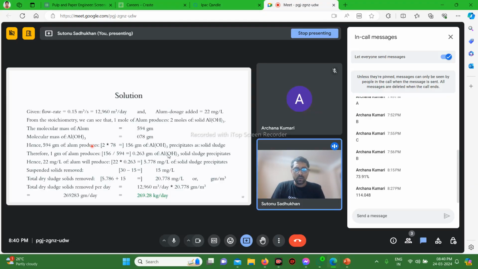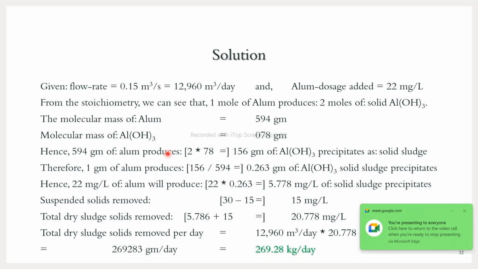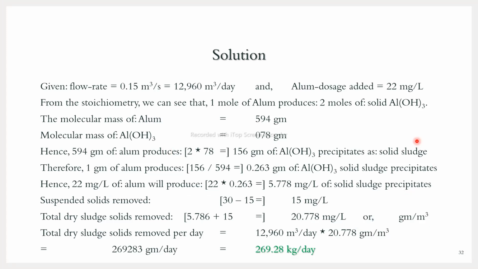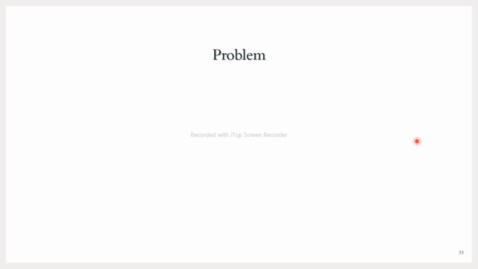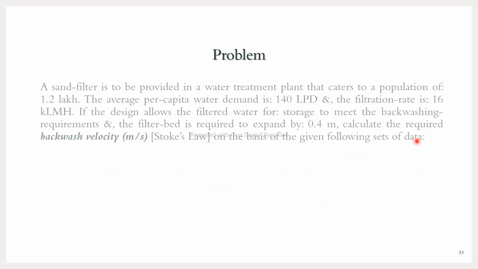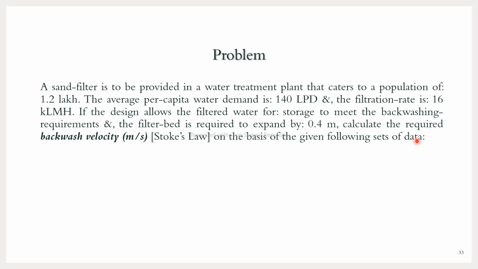Okay. So we'll move on to our next problem. So this is the last problem of this session. A sand filter is to be provided in a water treatment plant that caters to a population of 1.2 lakhs. The average per capita water demand is 140 liters per day and the filtration rate is 16 kiloliter per meter square per hour or meter cube per meter square per hour. Kiloliter means meter cube.